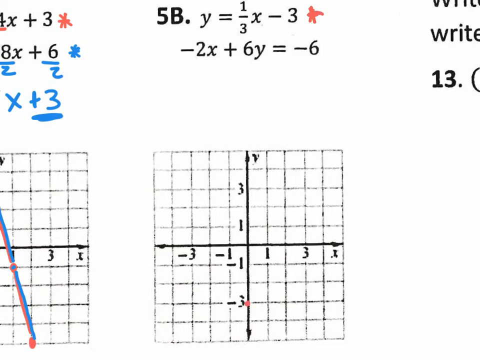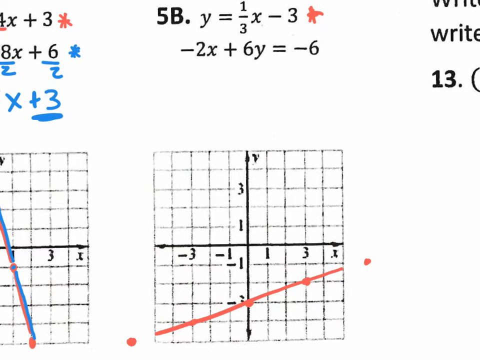It crosses at -3. From that point, I'm going to rise and run according to the fraction in front of x. So if I rise 1, run 3, I'll end up right here. If I rise 1 and run 3, I'll end up off the graph. If I go backwards, I'll end up over here and off the graph over here. Actually, over here, sorry. But anyway, you don't have to go off the graph. This is a solid line. There is no shading because it's not an inequality.